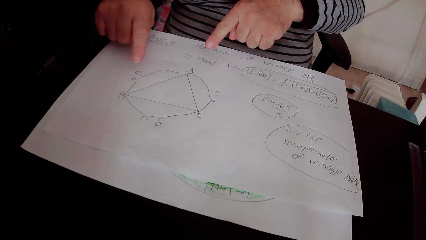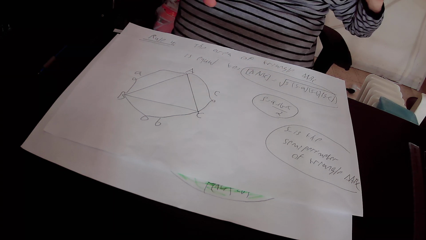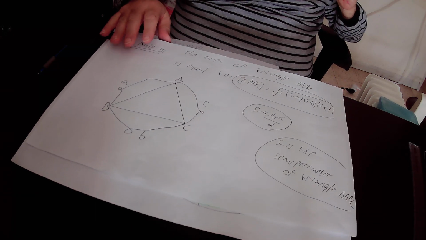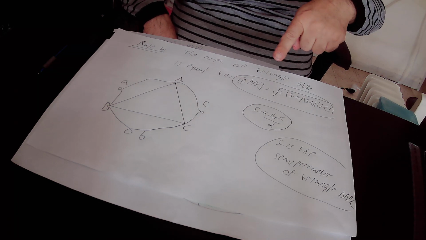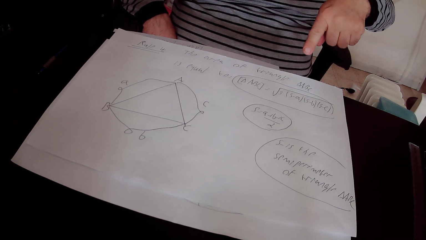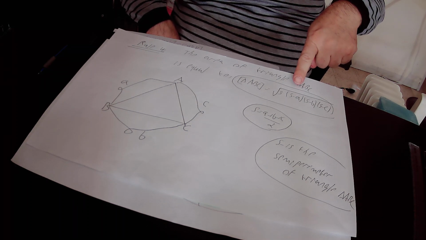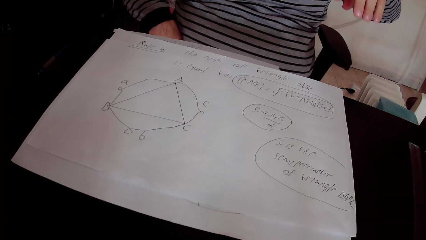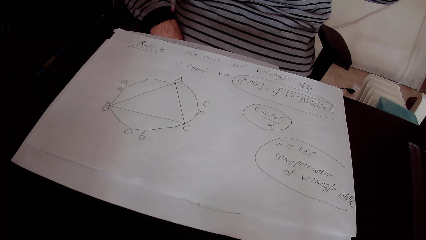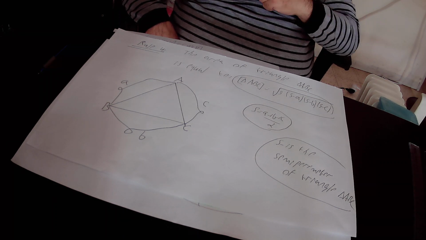Again, side AB equals A, side BC equals B, side AC equals C. So according to this rule number 4, the area of triangle ABC equals the square root of S, where S is the semi-perimeter, times S minus A, times S minus B, times S minus C, all under the root. You can implement rule number 4 in our drawing.